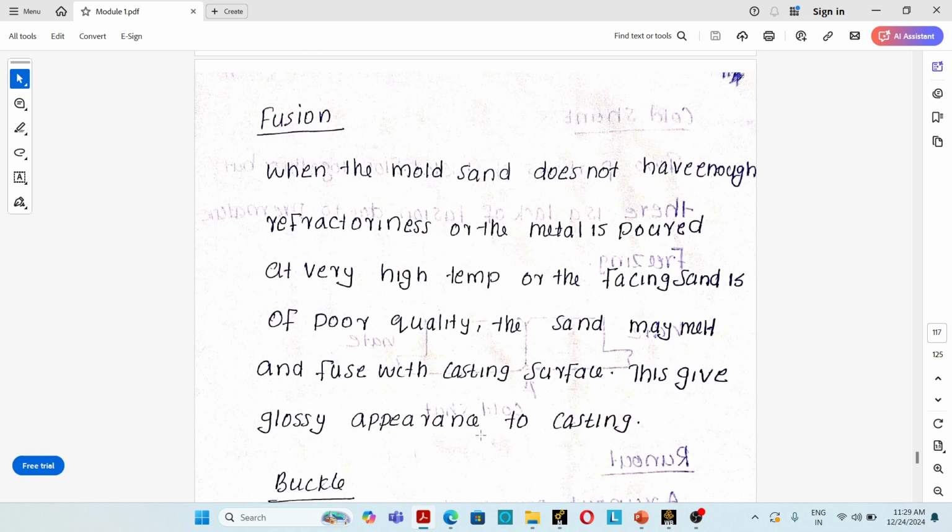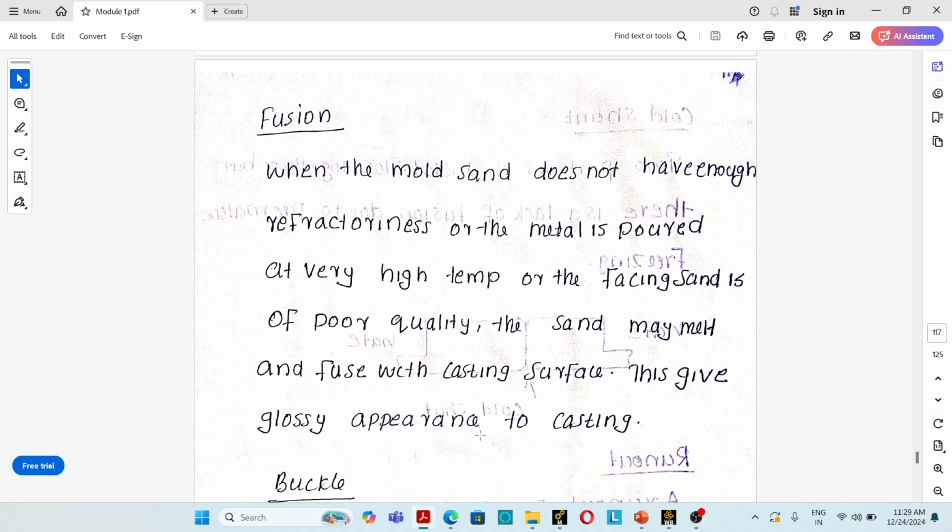See, next one is fusion. If the sand particles have no refractory strength, the sand grains will fuse with the solidifying casting, and the casting surface is not smooth, and that is known as fusion. See, the sand mold does not have enough refractoriness, or the metal is poured at very high temperature, or facing sand is poor quality. The sand may melt and fuse with the casting surface. This gives a glossy appearance to the casting. That defect is known as fusion.